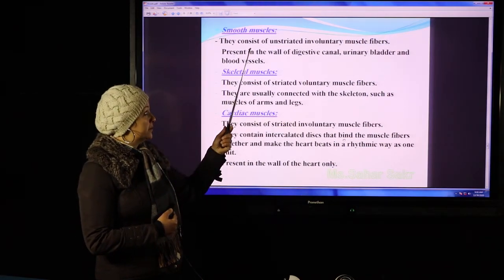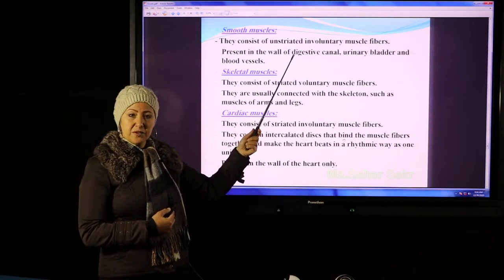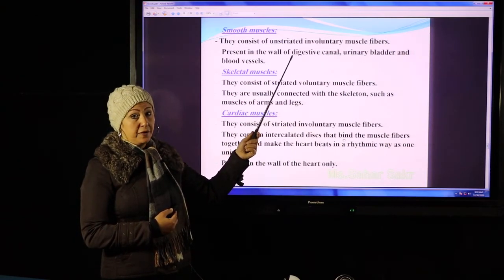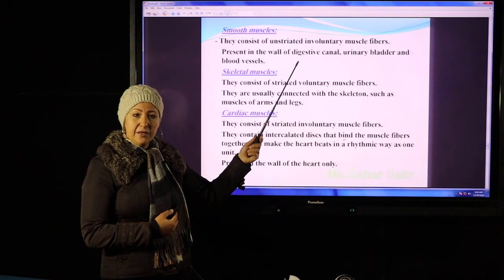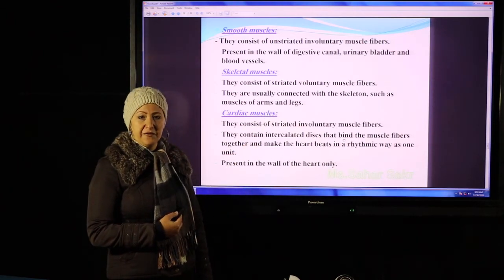The smooth muscles are involuntary muscles, or muscle fibers, or muscle cells, because they move without the control of your body. They are found in the wall of the blood vessels, in the wall of the urinary bladder, and in the wall of the digestive canal.